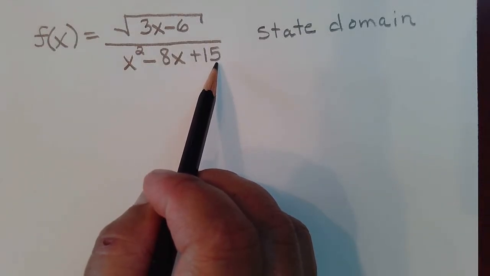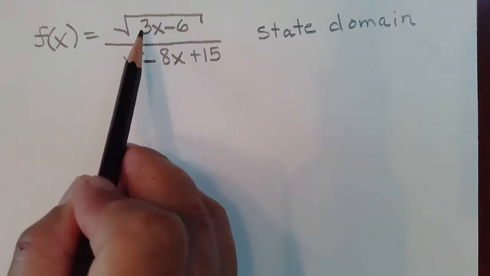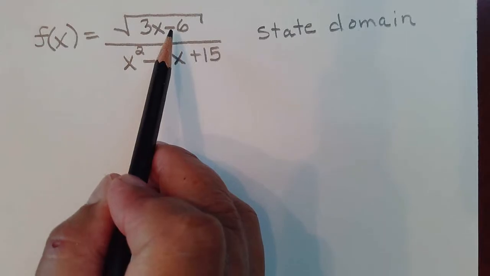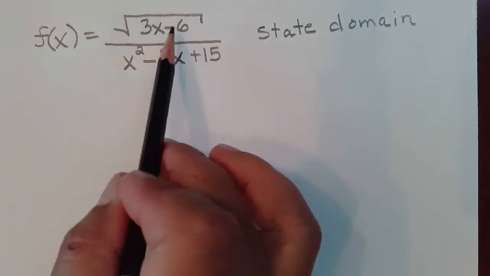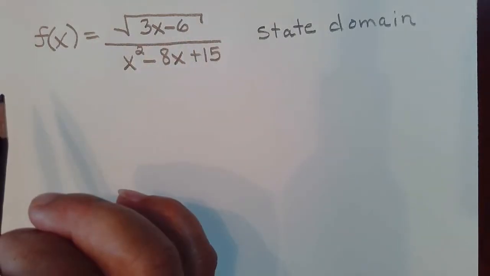The other thing that needs protection, because it would also make this fraction undefined, is if we allow the radical to turn into an imaginary number. And you know that happens when this value is negative. So we're going to stop this from being negative by protecting the expression 3x minus 6 also.